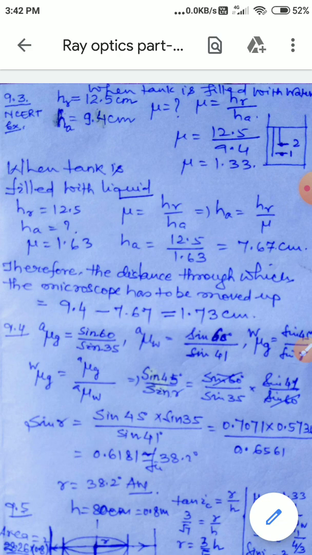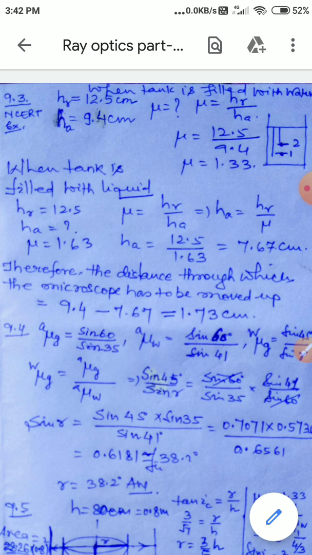A tank is filled with water to a height 12.5 centimeter. The apparent depth of a needle lying at the bottom of the tank is measured by a microscope to be 9.4 centimeter. What is the refractive index of water? If water is replaced by a liquid of refractive index 1.63 up to the same height, by what distance would the microscope have to be moved to focus the needle again?